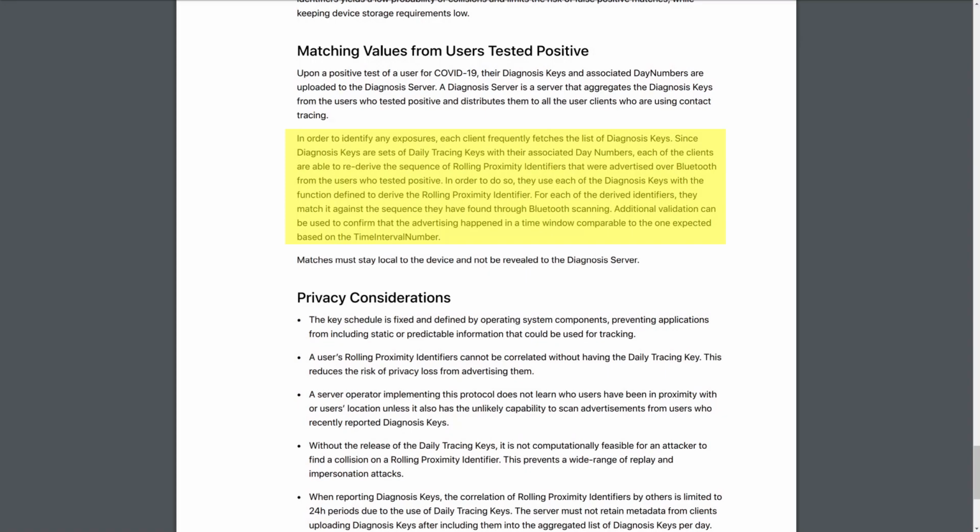In order to do so, they use each of the diagnosis keys with the function defined to derive the rolling proximity identifier. For each of the derived identifiers, they match it against the sequence they have found through Bluetooth scanning. Additional validation can be used to confirm that the advertising happened in a time window comparable to the one expected based on the time interval number. Matches must stay local to the device and not revealed to the diagnosis server.